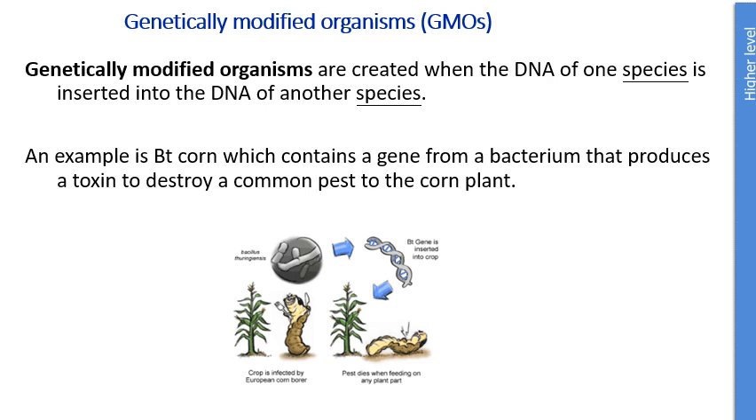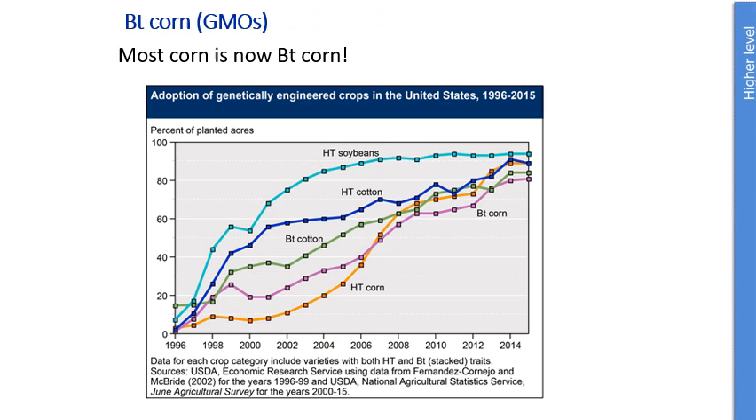The most common GMOs are transgenic plants, for example, BT corn, which contains a gene from a bacterium that basically creates a toxin that destroys the common pest of that particular plant. And because of the effectiveness of this GMO, it's now become the predominant corn in the world.